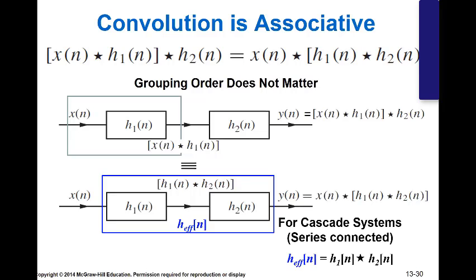So if I have a cascade set of systems or a series connected set of systems, their overall unit sample response is found by convolving the individual unit sample responses. And that holds if I have 2 or 3 or 4 of them. As long as they're all in series, we would convolve together their unit sample responses.